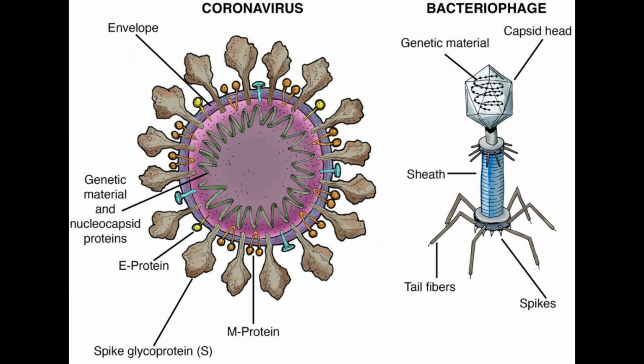Polyomavirus. These are non-enveloped, double-stranded and circular DNA. One type of this called JC virus causes progressive multifocal leukoencephalopathy, or PML, in immunocompromised patients, such as those with HIV. Another type, BK virus, commonly affects kidney transplant patients. Remember, JC for junkie cerebrum, and BK for bad kidney.